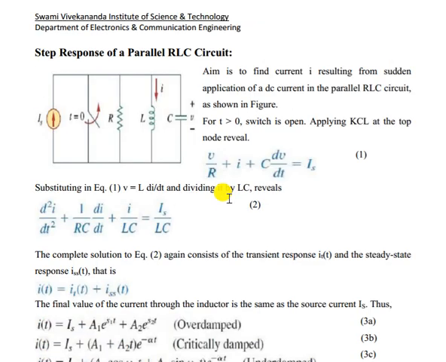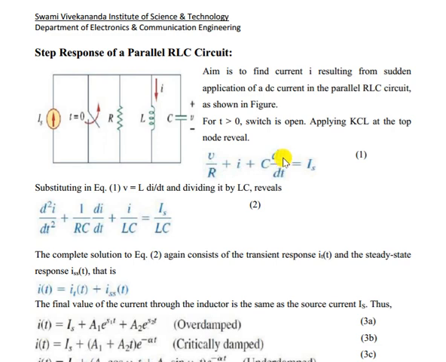Okay, now the step response of the parallel RLC circuit. In this case, the parallel RLC circuit, the current is dividing. If the capacitor voltage is V, then this top node voltage is V. So V by R is the current through the resistor, this is the current through the inductor I, and the current through the capacitor is C dV by dt, equal to this current Is. Now we know that V equals L di by dt, so we can put V equal to L di by dt in this equation.